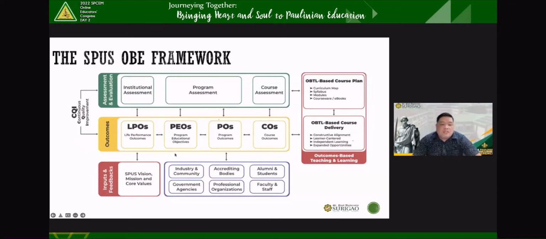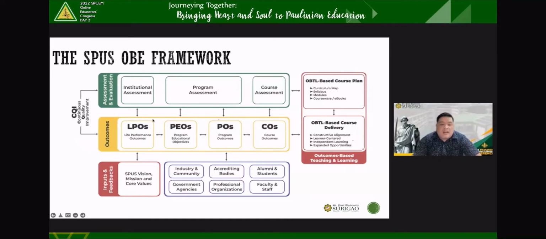These inputs and feedback are processed for us to set the outcomes on different levels. Of course, the LPOs, the life performance outcomes, are set by the SPCEM. This is also considered by SPUS as equivalent to graduate attributes: what kind of graduates are Paulinians, or what kind of graduates are SPUS workers, for example. Then the LPOs are cascaded down to the program, which has two outcomes. The PEOs are the deferred outcomes, and the POs are the program outcomes.